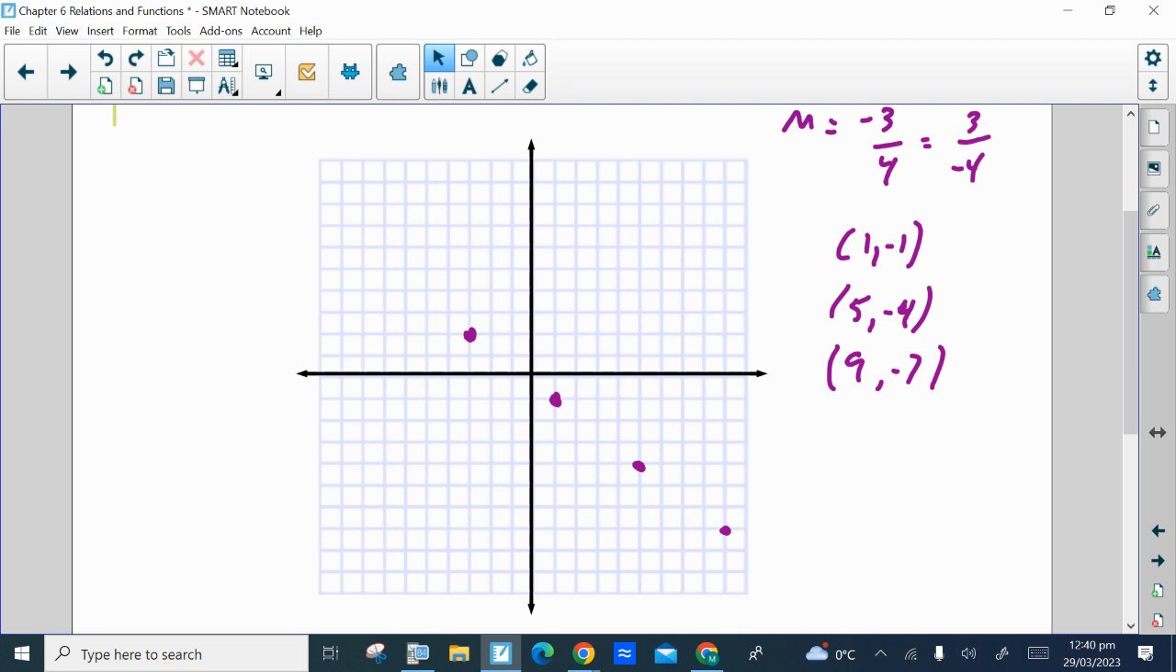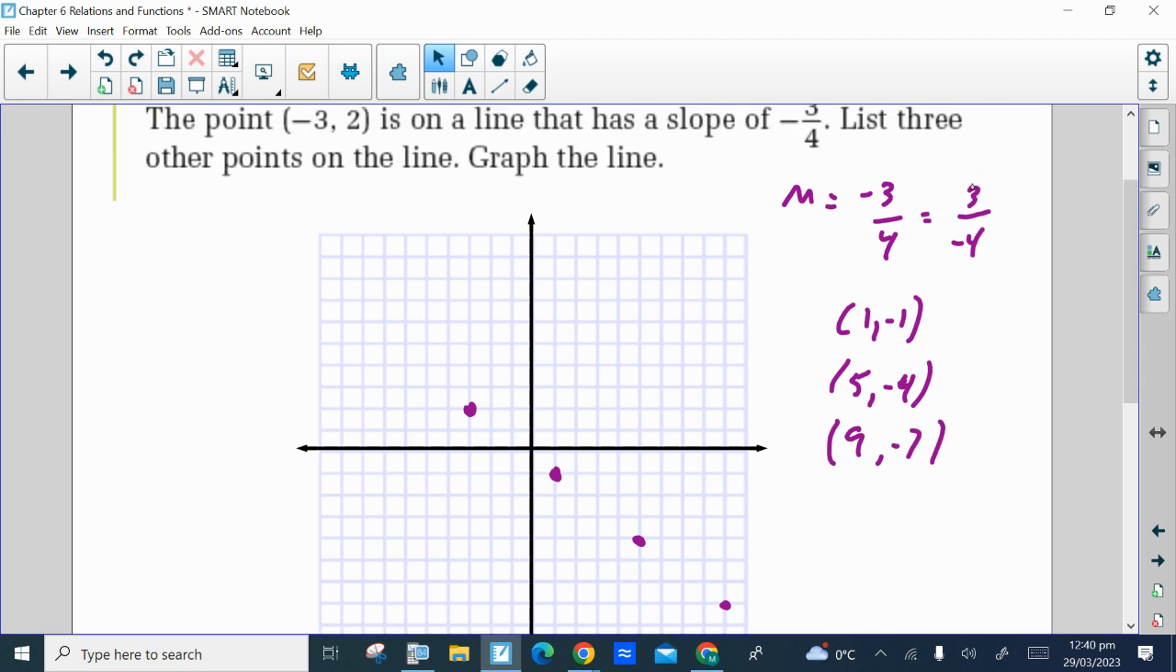So that was rising negative 3 and running positive 4. But we said you could also rise positive 3 and run negative 4. So from our starting point of negative 3, 2, if you rise 3, 1, 2, 3 up, and run negative 4, you're going to go 4 to the left. Takes us right there. So that is the point negative 7, 5.